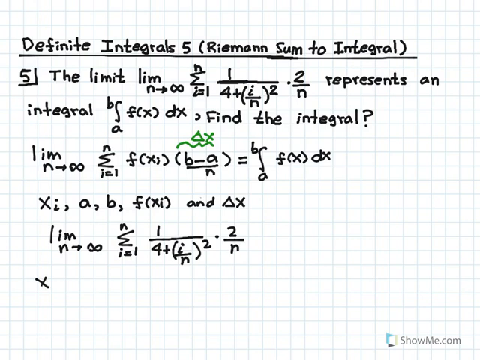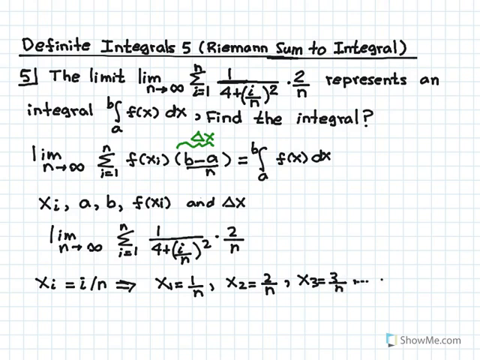We start by letting xi be i over n. These are the x values. So if we plug in i equals 1, we get x1. That's 1 over n. If you put i equals 2, that gives us x2, which is 2 over n. i equals 3 gives us x3, that's 3 over n. And i equals n gives us xn, the last x value, which is really b. n over n equals 1, that's equal to b.